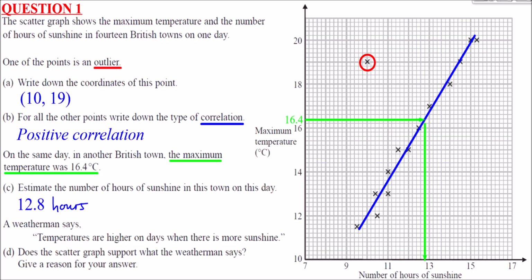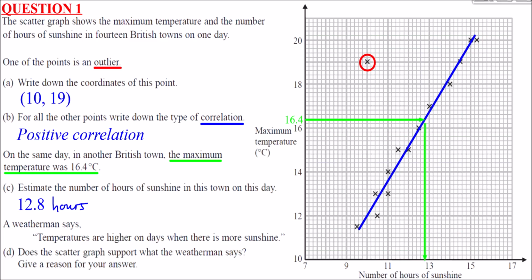How silly of me. So, the next one, the weatherman says temperatures are higher on days when there is more sunshine. So for question part D, does a scatter graph support what the weatherman says? Give a reason for your answer. Well, essentially yes, and the reason is because of this positive correlation. So as the number of hours of sunshine increase, you can see that the temperature tends to increase too.